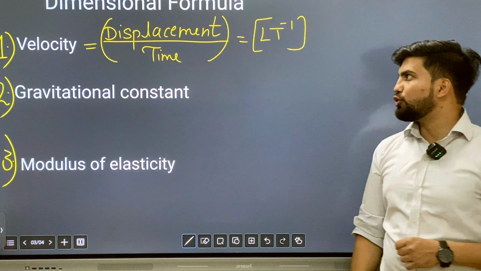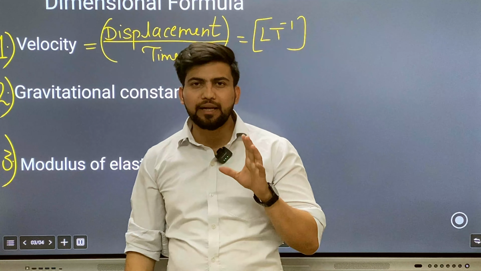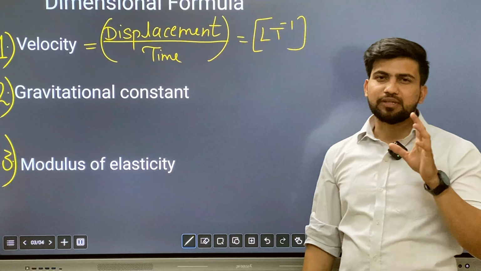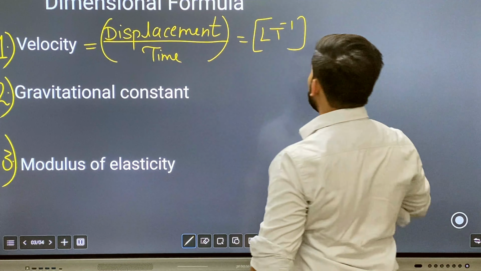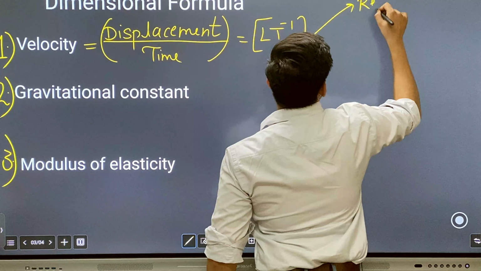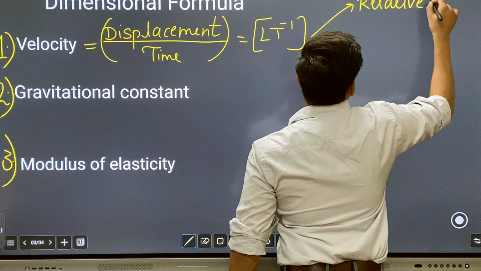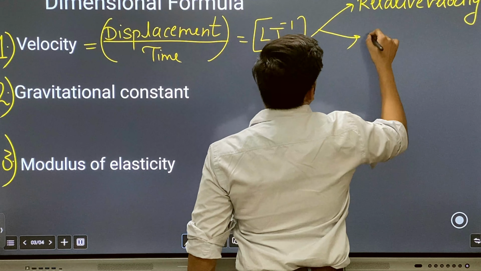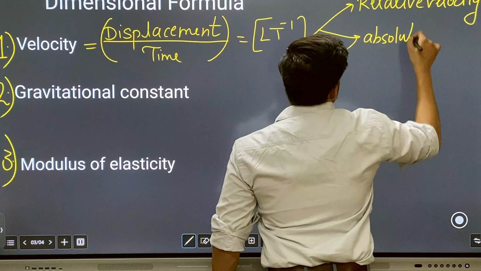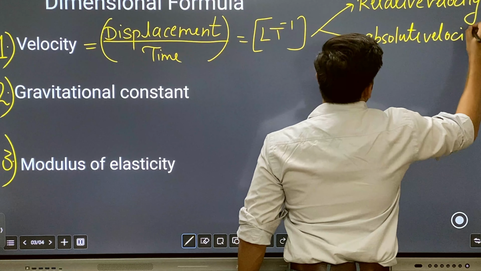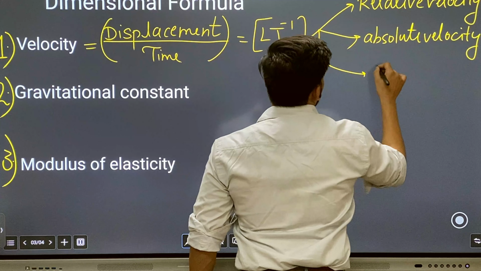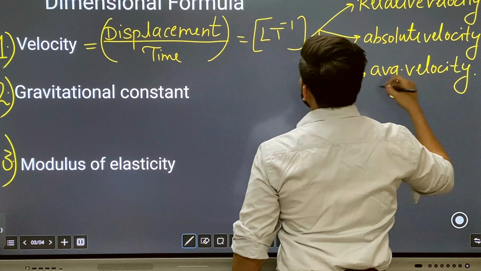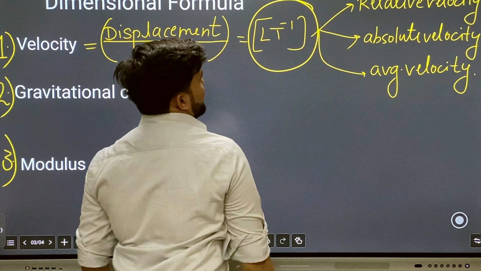नाउ हियर वन मोर इंपॉर्टेंट पॉइंट, दैट डायमेंशनल फॉर्मूला इज इंडिपेंडेंट ऑफ द कैरेक्टरिस्टिक्स ऑफ योर फिजिकल क्वांटिटी. इट मीन्स either I am saying velocity, or I am saying relative velocity, or I am saying absolute velocity, or I am saying average velocity, in all these cases, the dimensional formula will remain the same as LT^-1.